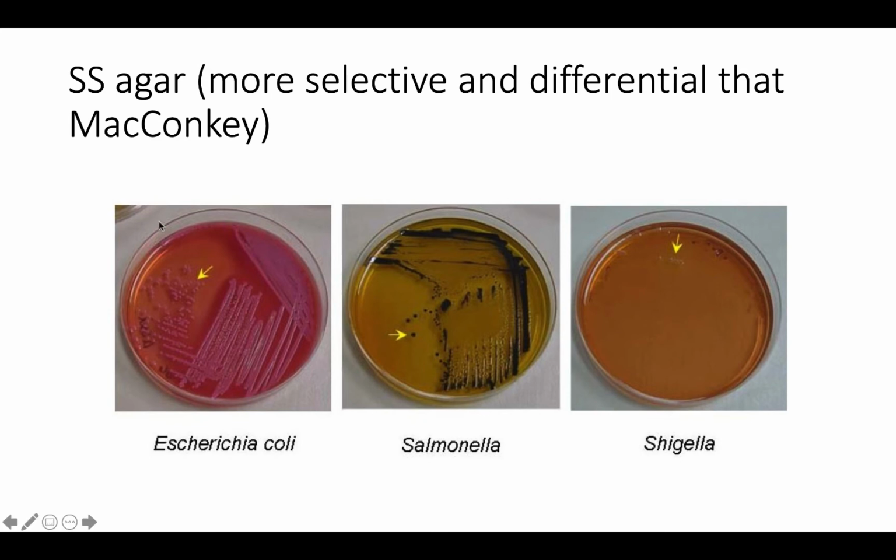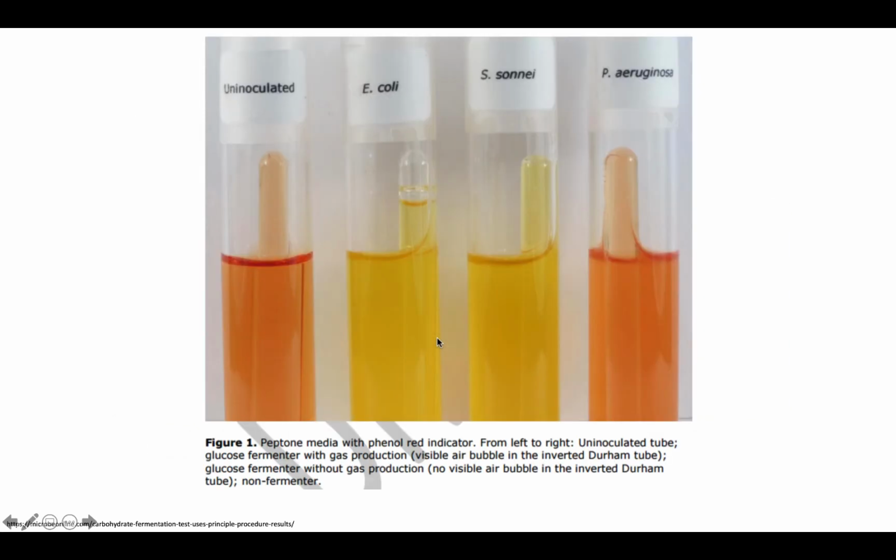E. coli will just change the agar. It's more selective and differential than MacConkey. You just see the lactose fermentation. Shigella will not change the color, whereas Salmonella will change the color, with H2S production, and will give you this black metallic color. Now we go to the peptone media with phenol indicator.